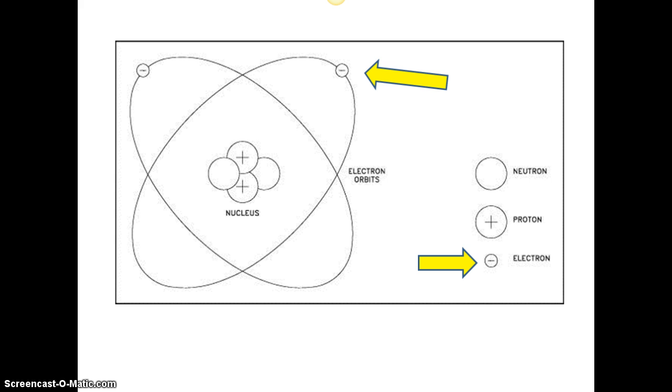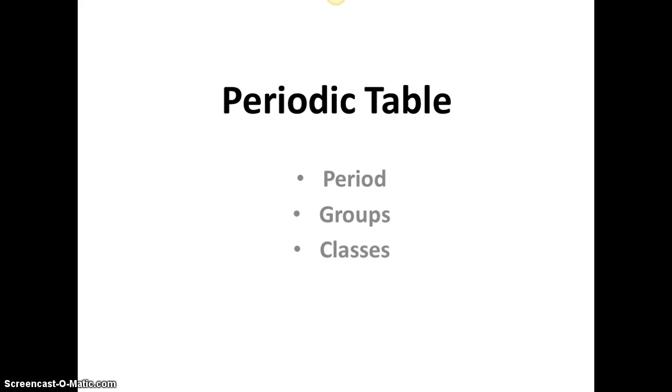The next slide is talking about the periodic table, and how the parts of the atoms relate to the periodic table. There are three groups in the periodic table, and we call these periods, groups, and classifications or classes.